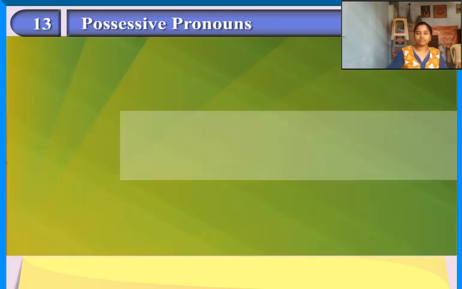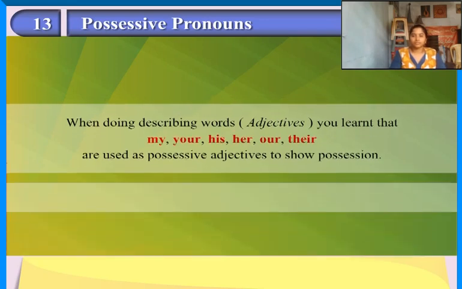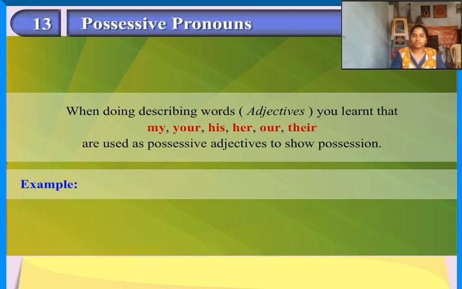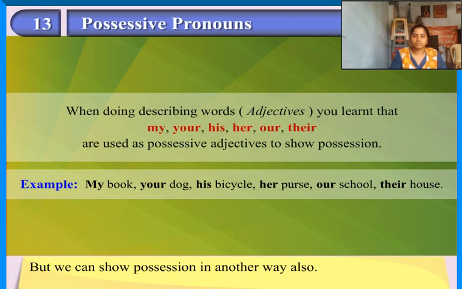Possessive pronouns. When describing words or adjectives, you learned that my, your, his, her, our, their are used as possessive adjectives to show possession. Examples: my book, your dog, his bicycle, her purse, our school, their house. But we can show possession in another way also.